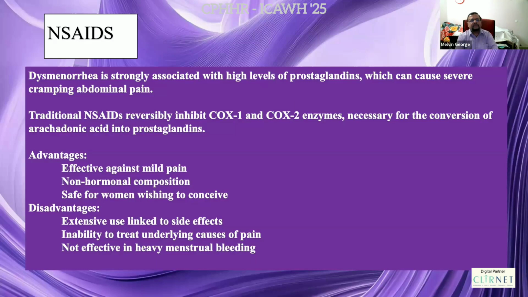NSAIDs have been very useful even in the dysmenorrhea that is associated with adenomyosis. In mild adenomyosis with pain and dysmenorrhea, NSAIDs are found to be very useful because dysmenorrhea is associated with the release of a lot of prostaglandins. A drug like an NSAID will help in reducing the severe cramps that occur. By inhibiting the COX-1 and COX-2 enzymes, which are necessary for the conversion of arachidonic acid into prostaglandin, prostaglandin synthesis is inhibited, and thereby the amount of pain that a patient has is reduced. So it is effective against mild pain. Another big advantage of this drug is that it is not a hormonal drug, so the complications usually present with hormonal drugs can be avoided.